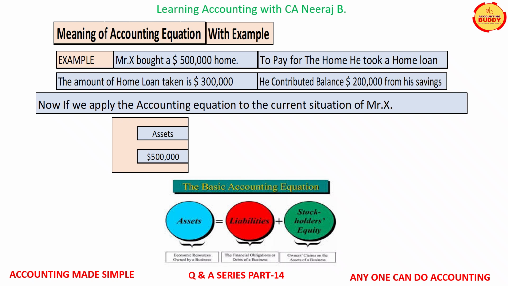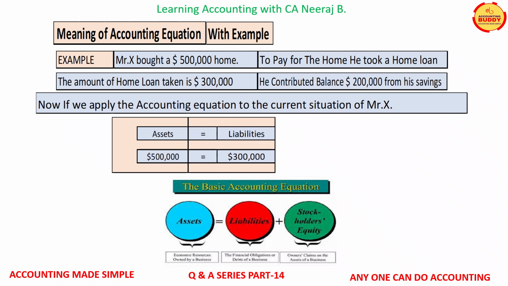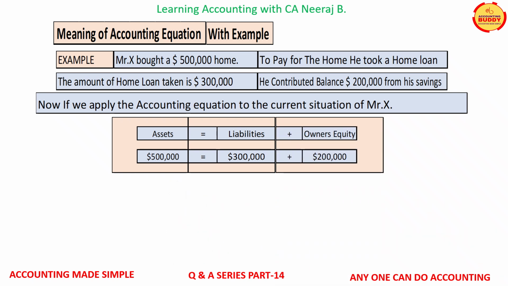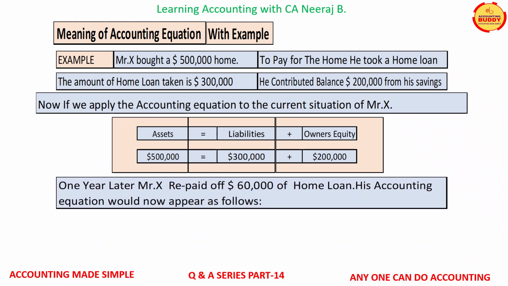Asset, that is the house, is valued at $500,000. Bank loan of $300,000 is the liability of Mr. X, and funds of $200,000 put in by Mr. X is his equity. Therefore, in this situation, the value of the house, that is $500,000, is equal to the sum total of bank loan $300,000 and Mr. X contribution of $200,000. Always remember, left hand side and right hand side of the accounting equation will always be equal without any exception.